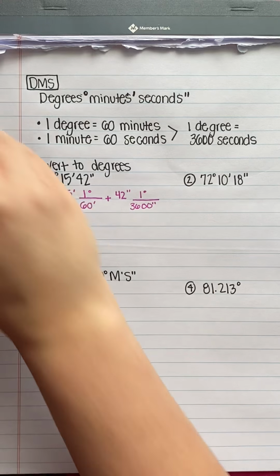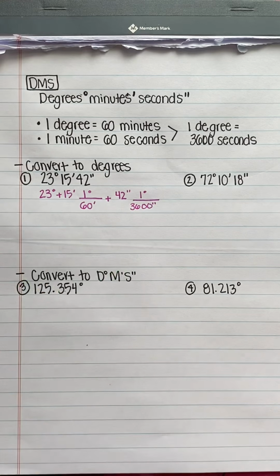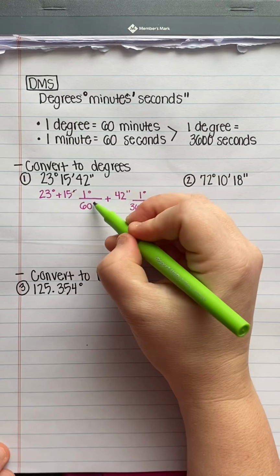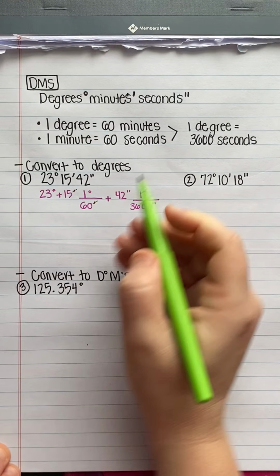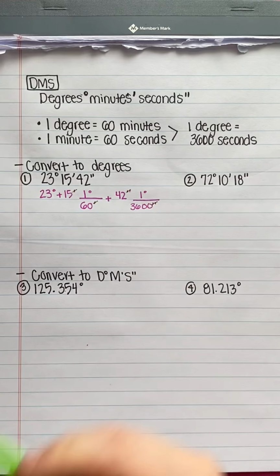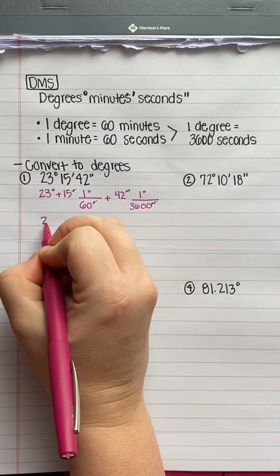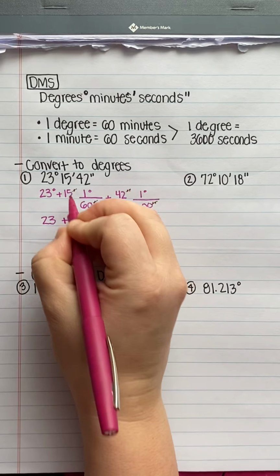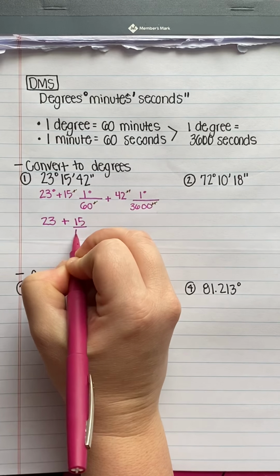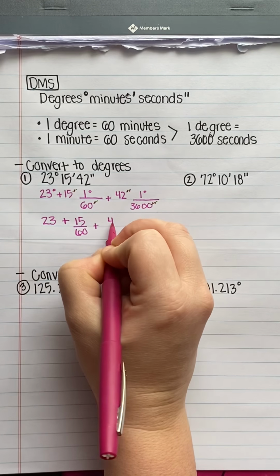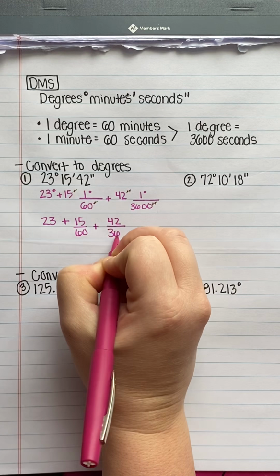Now, minutes here in the top, this 15 minutes. So these minutes and these minutes cross out, which just leave me with degrees. These seconds and these seconds cross out, which just leave me with degrees right there as well. So this is what I've got so far. I've got 23 degrees plus 15 divided by 60 degrees plus 42 divided by 3,600 degrees.